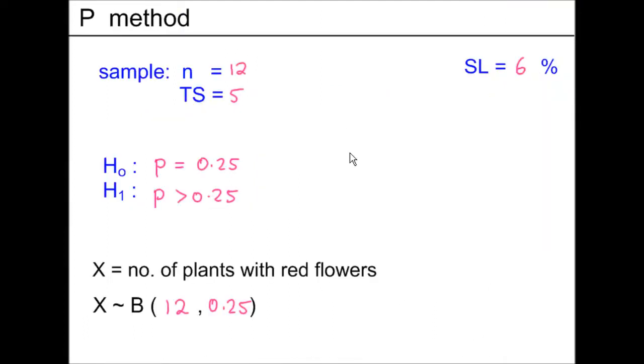Moving on to the probabilities method, so same example. We've got the same values as before, so up to here everything is the same. Because we're looking for an increase and the test value is 5, we need to calculate the probability that x is greater than or equal to 5.